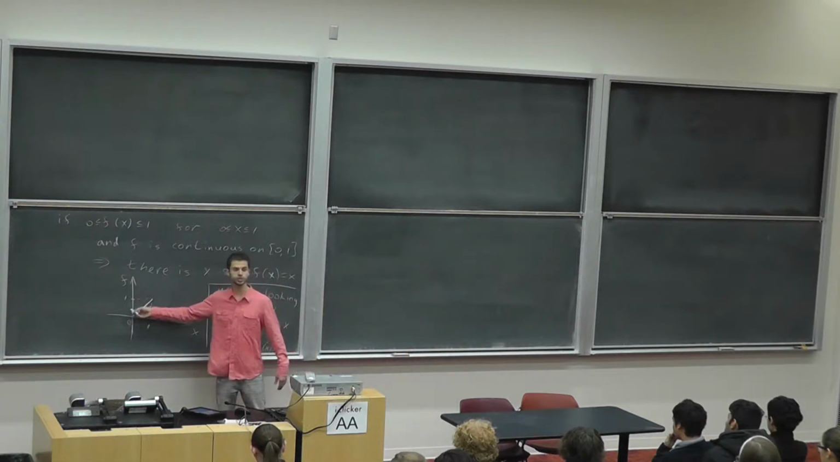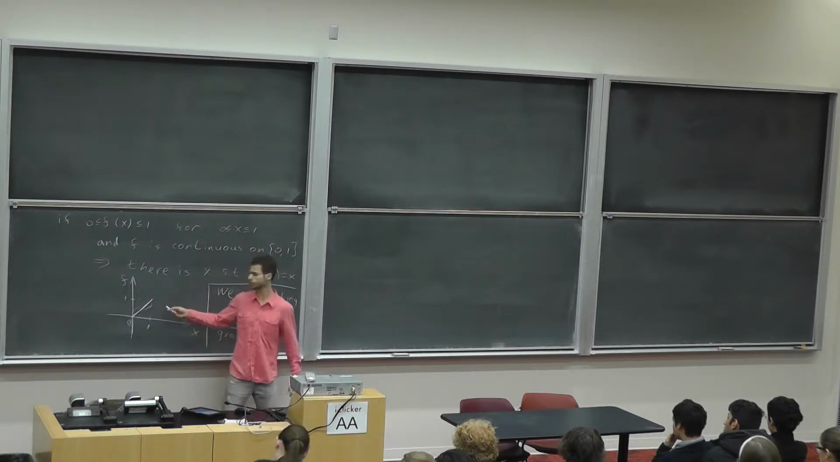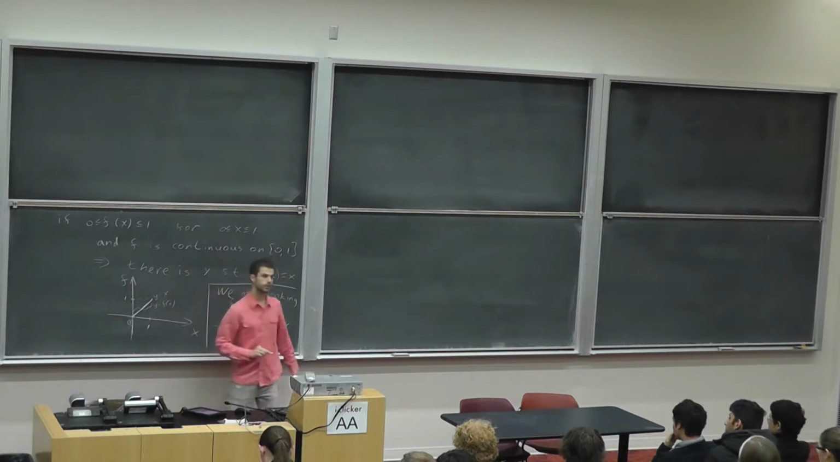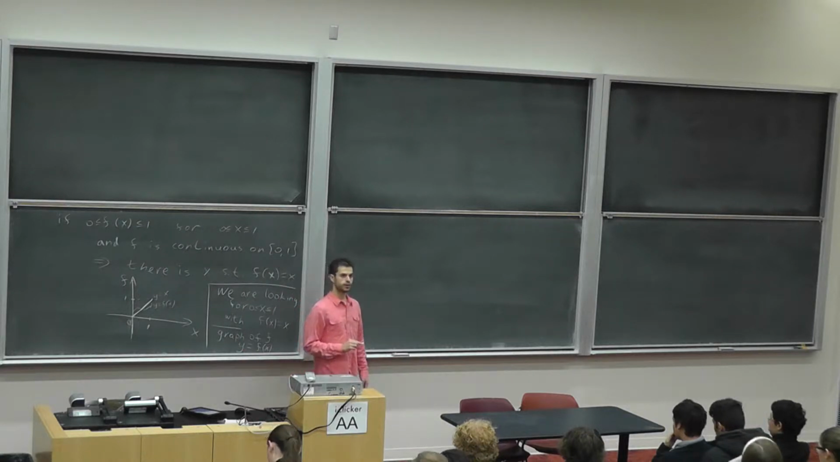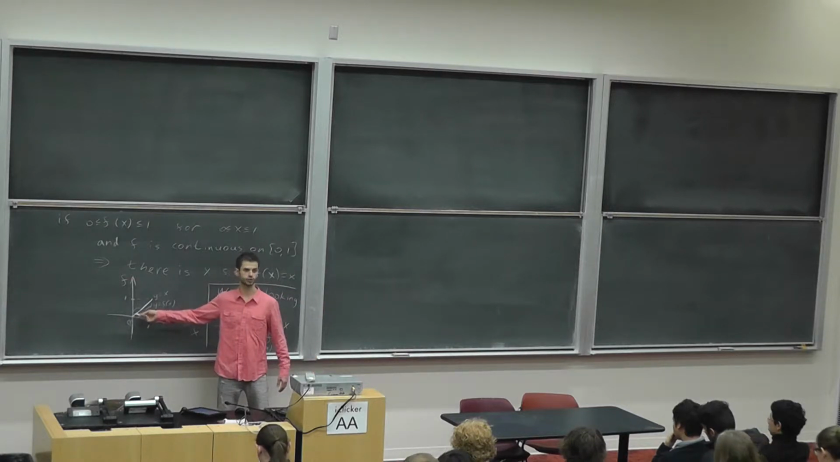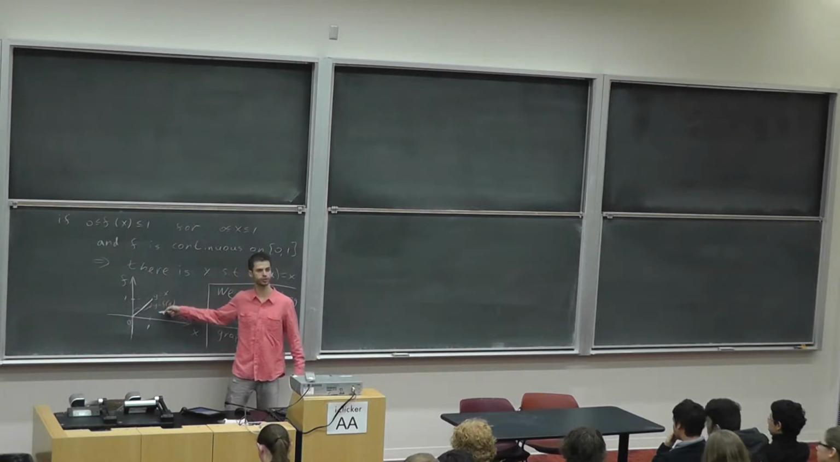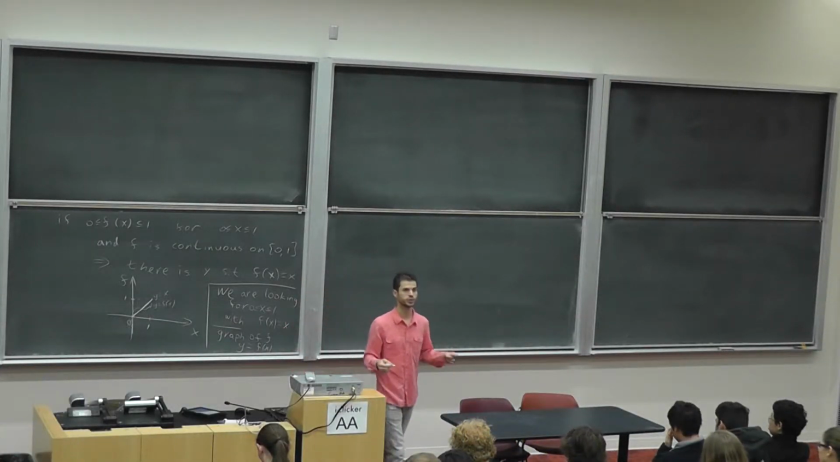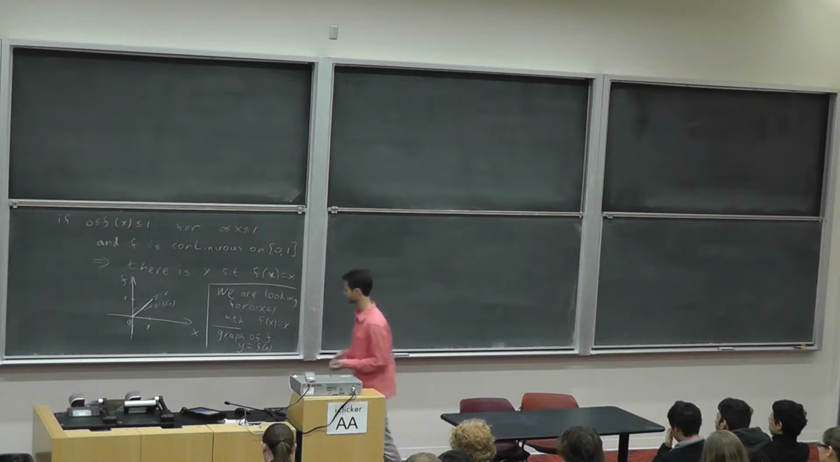But basically the intuition should be this. We are looking for a point where the graph of the function crosses the line y equal to x. And the way we do it, well, on the left hand point, the graph of the function is above the line, and on the right hand point it is below. It is continuous, hence somewhere in between it must cross.